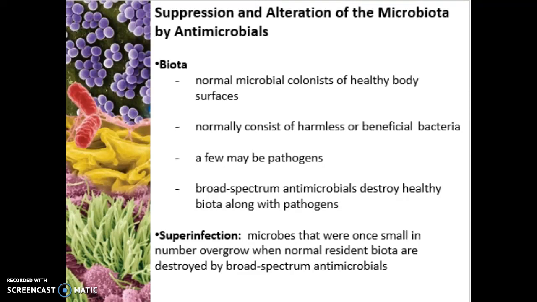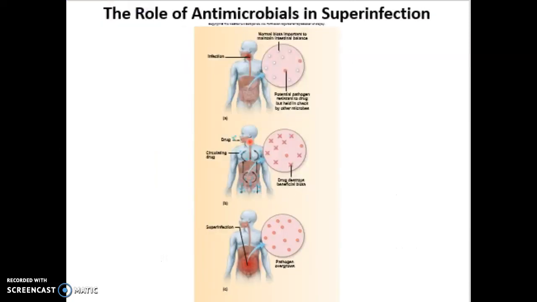But what can happen sometimes when you're on broad-spectrum antibiotics is the creation of a superinfection. And this occurs when microbes that were once in very small number overgrow when the normal flora are destroyed. And again, it leaves space open for the pathogens to grow and amplify, and it leaves extra food, extra nutrients for those pathogens to grab onto and amplify.